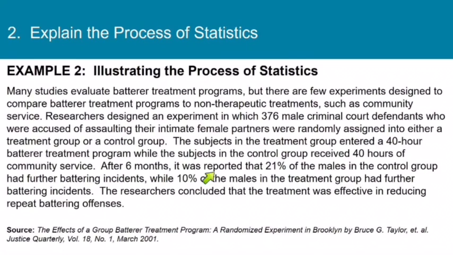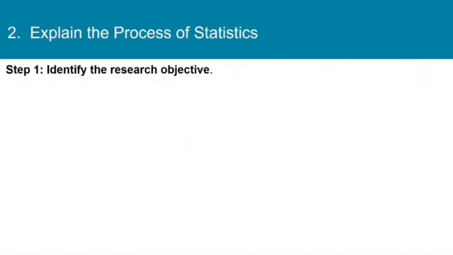After 6 months, it was reported that 21% of the males in the control group had further battering incidents, while 10% of the males in the treatment group had further battering incidents. The researchers concluded that the treatment was effective in reducing repeat battering offenses. Now let's take the experiment that we just read about and compare that to our 4-step process of statistics that we learned about a few minutes ago.